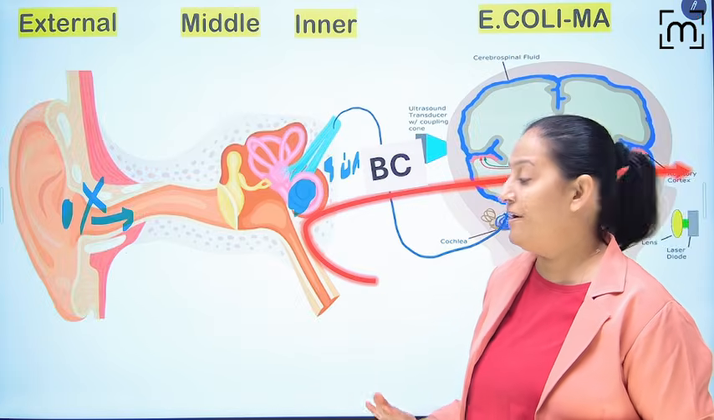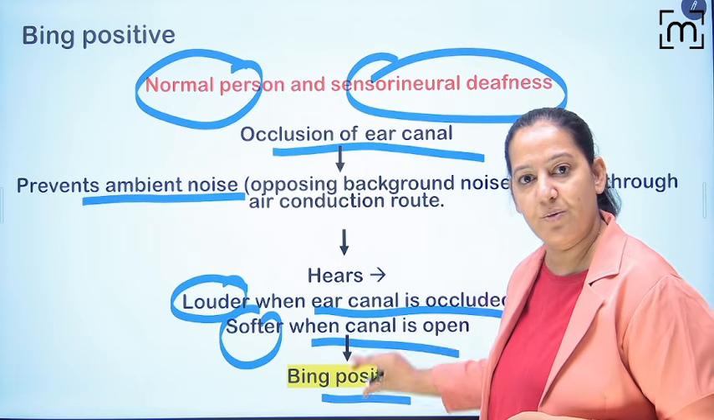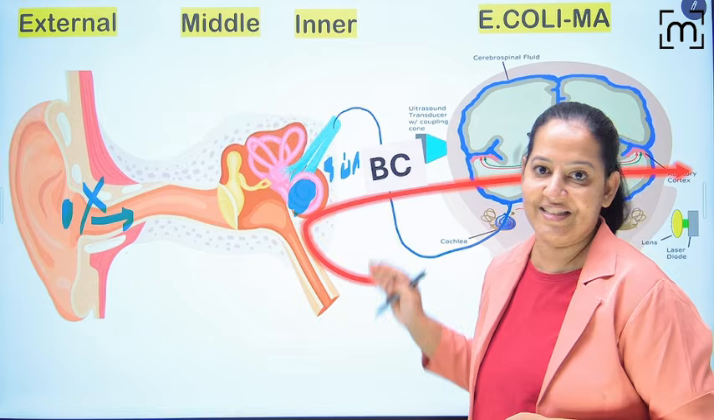It is known as Rinne positive. Rinne positive means it is louder when the canal is open and softer when the canal is closed. This is known as Rinne positive. It is seen normally as well as in sensory neural deafness.